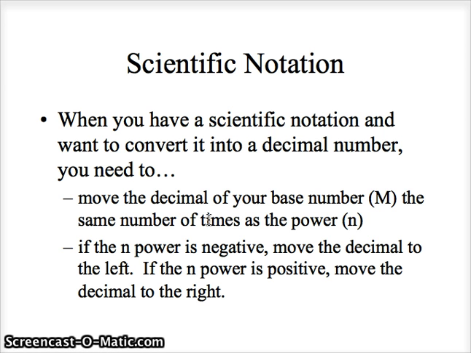Now, if we have a scientific notation and we want to convert it into a number, we just have to do the opposite. You will move the decimal point from your base number m the same number of times as the power n. If the power n is negative, you'll move the decimal point to the left. If the power n is positive, move the decimal to the right. A negative n power means that the number is really small. A positive n power means the value for that measurement is really large.